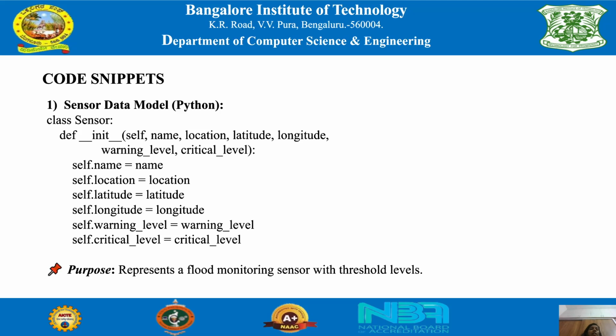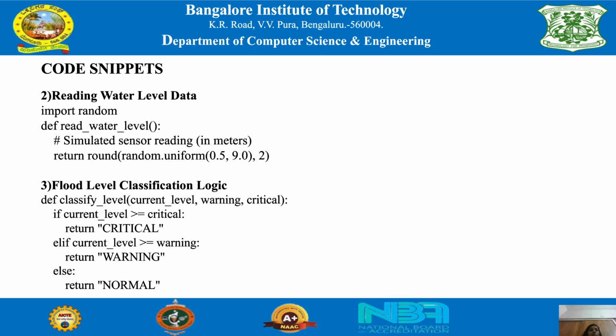self.name = name, self.location = location, self.latitude = latitude, self.longitude = longitude. The purpose of this code snippet is to represent a flood monitoring sensor with threshold levels using Python.